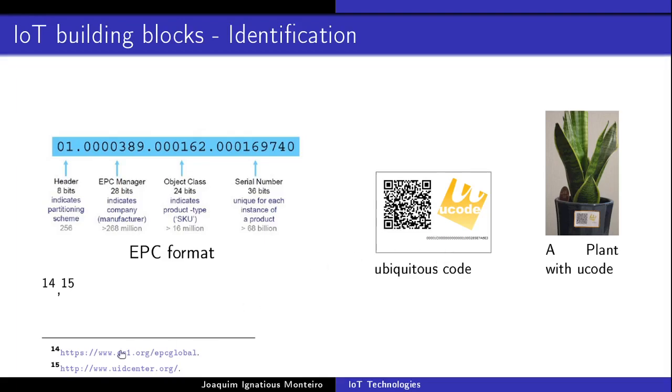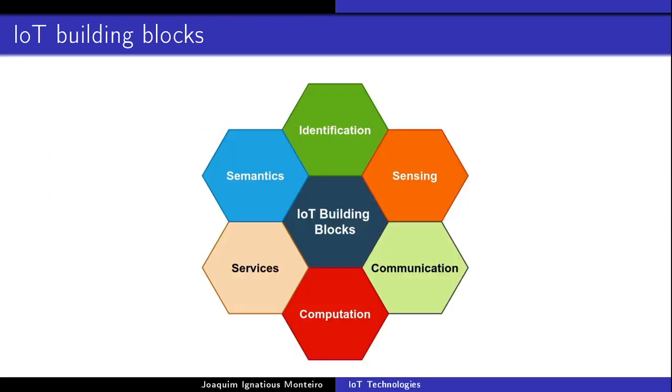So you can go to this link, uidcenter.org. So this plant is being given a U code. It's identified over the internet. So different ways to identify the thing. So that's one aspect of the Internet of Things block.